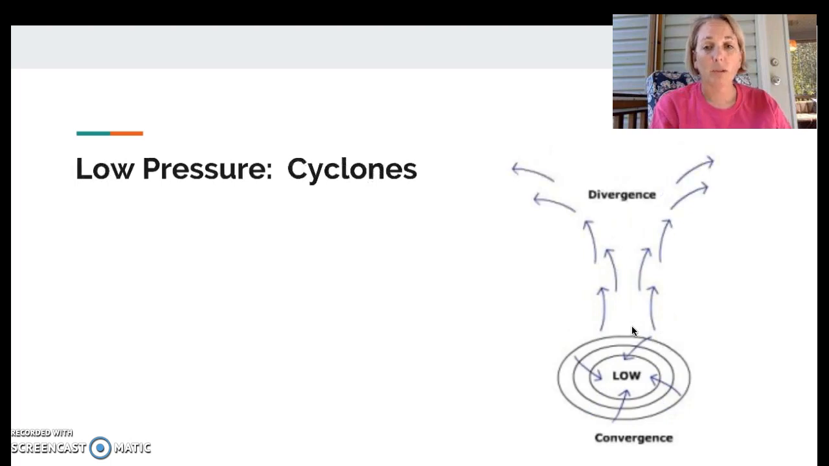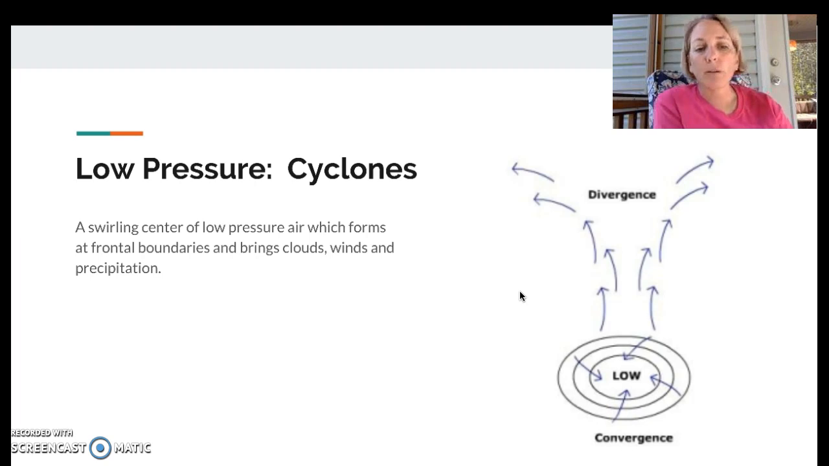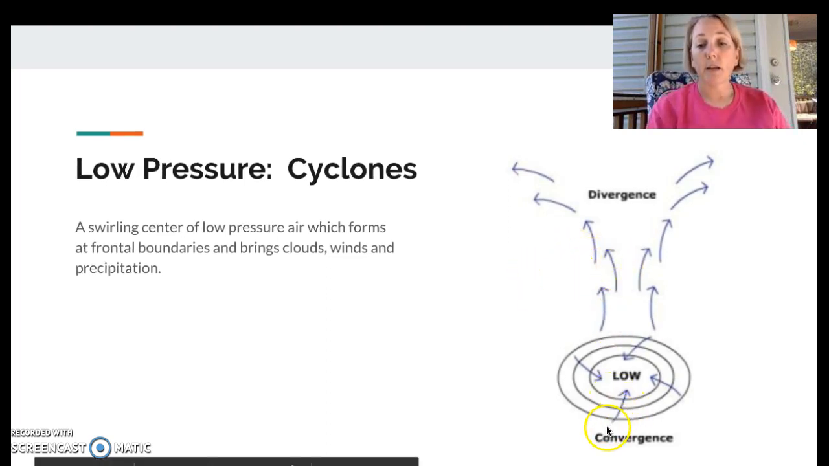In a low pressure system, this is just called a cyclone, okay, a swirling center of low pressure air which forms at frontal boundaries and brings clouds, winds, and precipitation. Okay, so you'll notice the opposite picture. In this case, the air is moving into the pressure system, right, converging down here, whereas the air is being pushed out the top. In the high pressure system, the air was being converged down in, which was causing it to be pushed out divergently down here at the bottom.